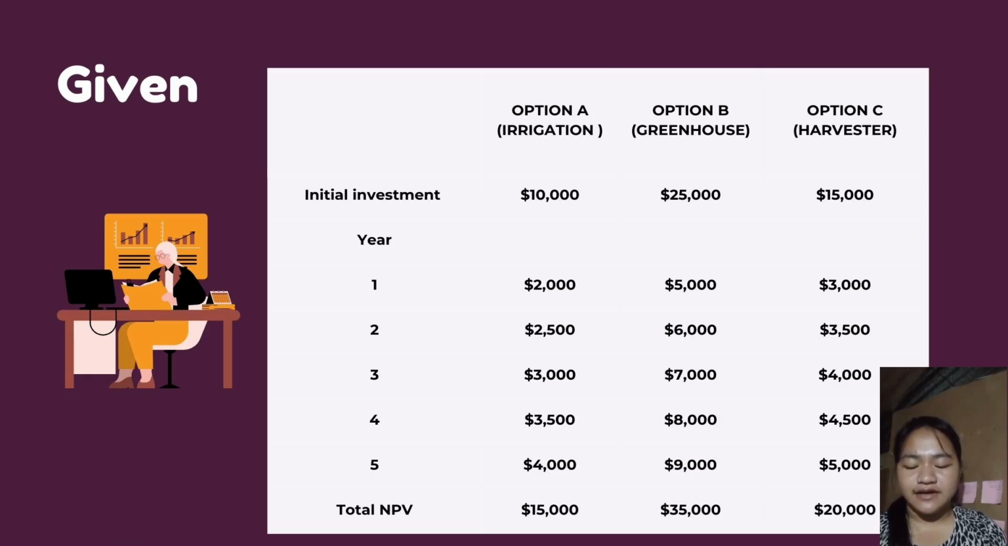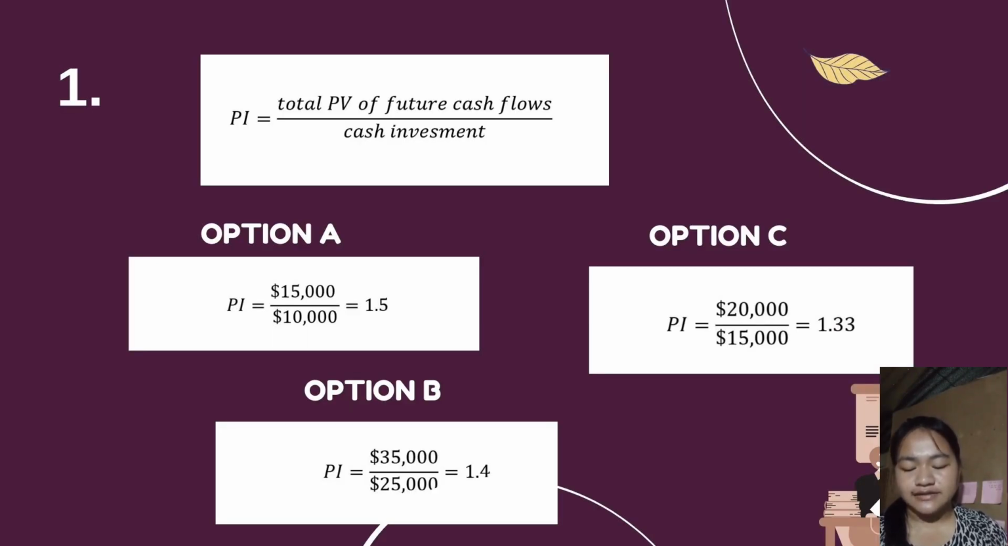In the next slide, presented here are the 5-year present values of the future cash flows of each of the options and their initial investments. Before we can decide which option to choose, we should first calculate its profitability index. In calculating this example, we're going to use the first example presented in the previous slides.